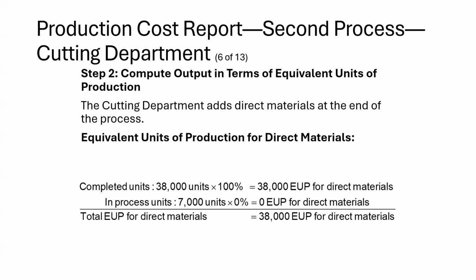Equivalent units of production for direct materials total 38,000 for the completed units because they are 100% complete. However, the units that are in process do not yet have any direct materials added in this department because the box is added at the end of the process. So because they are still in process, the box has not yet been added.